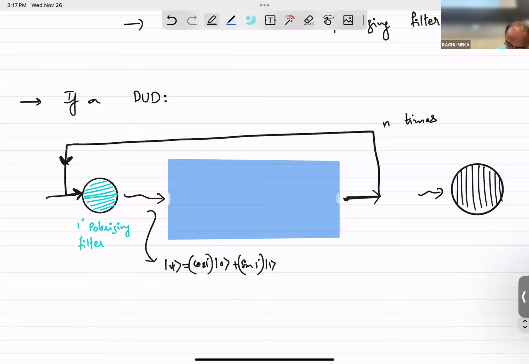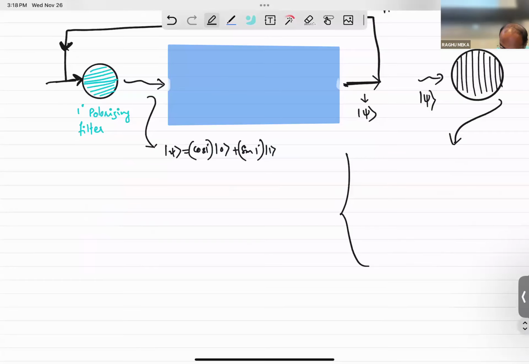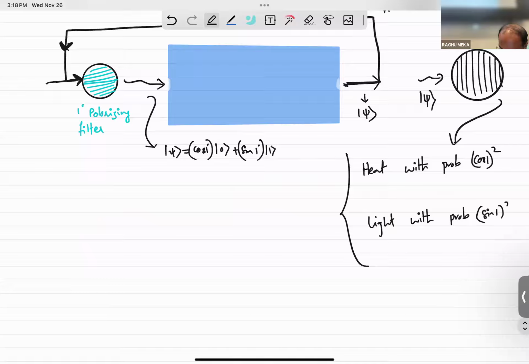So if it's a dud, what comes out? The state is exactly the same. Right? It goes back, comes through. Again, when I send the same state to the same filter, nothing changes. So you're just looping through the same thing, nothing happens. What comes out here is exactly the same. Okay. So the final outcome would be either heat with probability cosine 1 whole squared and light with tiny probability. Okay, we can also make further modifications if you want.